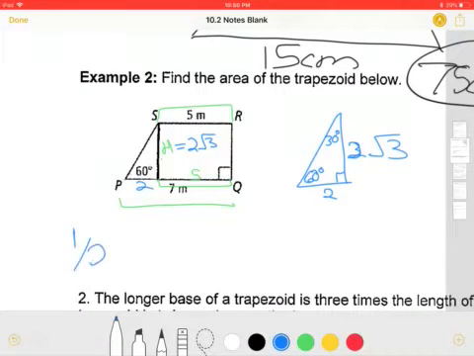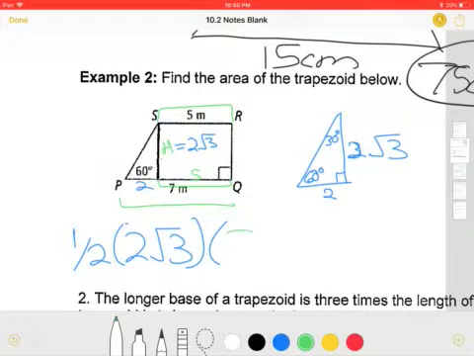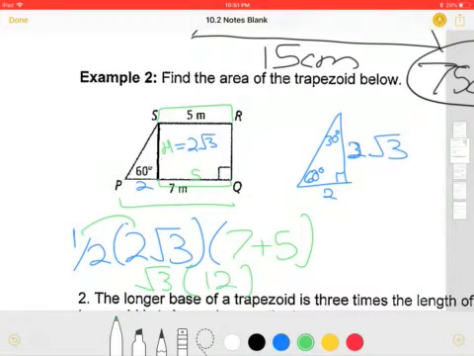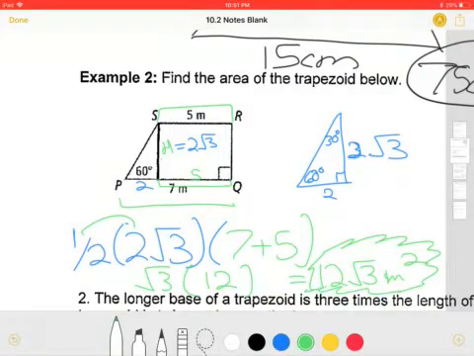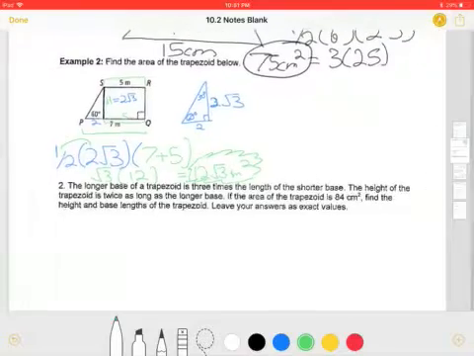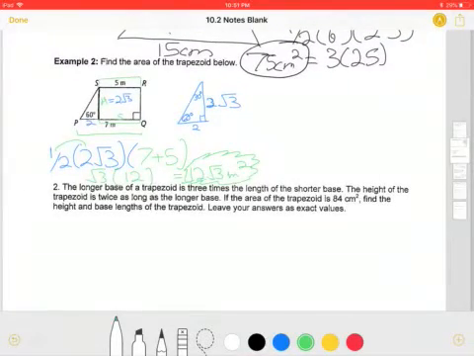We're still taking 1/2 times our height, 2√3, taking the sum of our bases, which is 7 and 5. So we can rewrite 1/2 times the 2 is just one version of √3, multiplying that with 12. Getting us, boom, 12√3 meters squared. And it's okay to leave the radical in your answer. As long as you did it right, leave it. Why not?